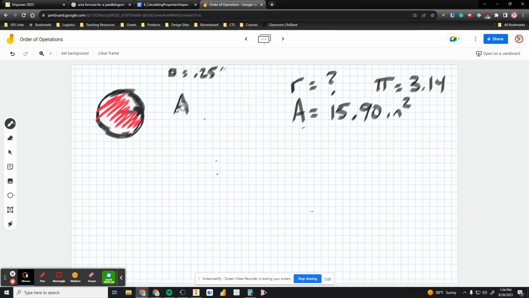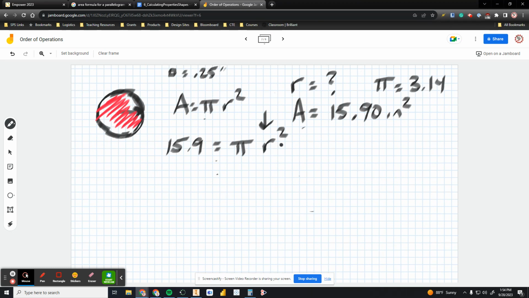So area is equal to pi times radius squared. Area, we know, so I'm going to plug that in. 15.9 is equal to pi times radius squared. Okay, well, we know what pi is. Pi is 3.14, and then we have radius squared. What we need to do is isolate this variable. We need to get r by itself.